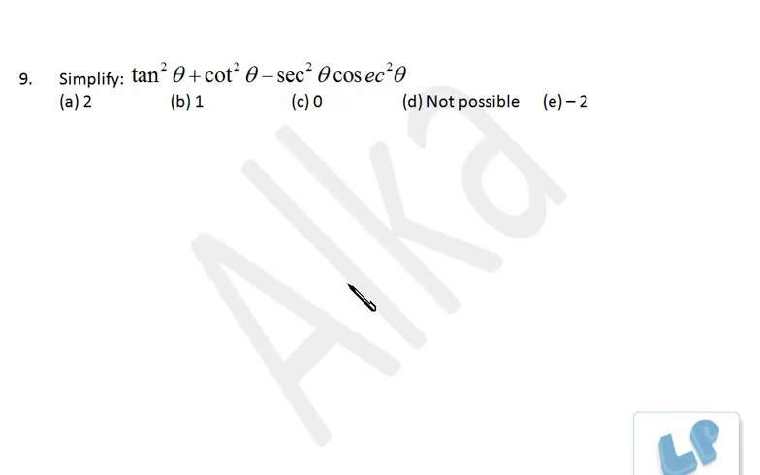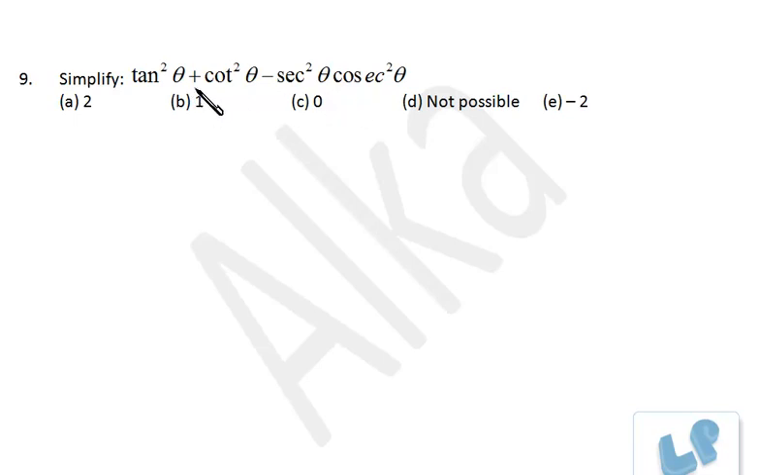Now this question: tan square theta plus cot square theta minus this expression, we have to find the value. If you look at the options, you are getting a constant value or not possible. So instead of simplifying this expression, you can assume any value of theta. Whatever value comes, if it is true for one value, it will be true for all values.